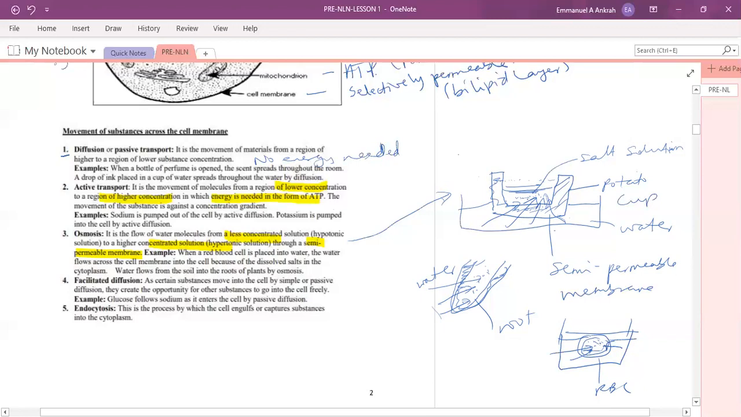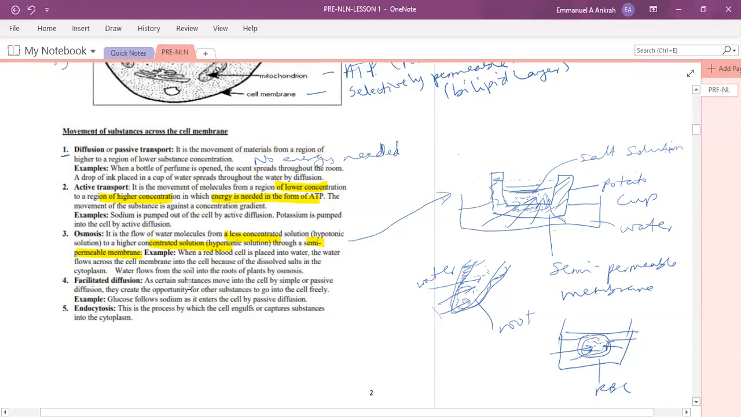The water went into the cell, and then the cell will expand. But the cell cannot expand forever, it will end up rupturing, and then the whole solution will become red. So that is a form of osmosis occurring in there. Okay. And then the next one is called the facilitated diffusion.